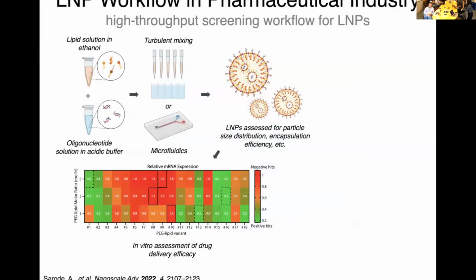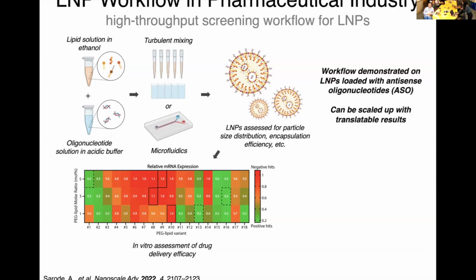In the pharmaceutical industry, that's one of my major collaborators. As I'm working at RB9, they have a high throughput screening workflow for LNPs, where they take the two solutions that I mentioned before and mix them together to generate libraries of lipid nanoparticles, and then they can assess that for drug delivery efficacy. And this here, as opposed to the vaccines that I mentioned earlier, is loaded with antisense oligonucleotides, so just keep that in mind. And they have shown that this can be scaled up with translatable results.